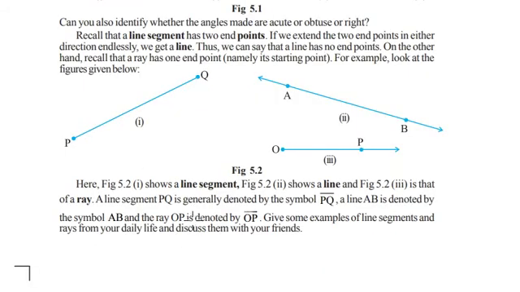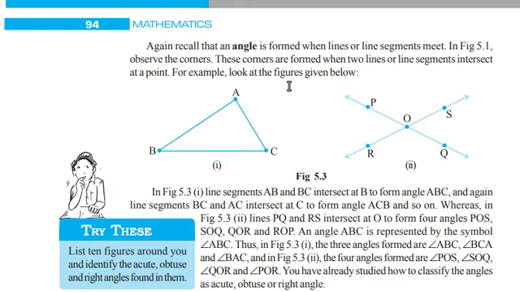Generally, a line segment is denoted by placing a small line over the symbol, and a line is represented as shown here. In example 2, we can see the line segment AB is represented as AB. The line AB is represented as AB, and the ray OP is represented by placing a small line over the symbol. Angle is formed when lines or line segments meet.